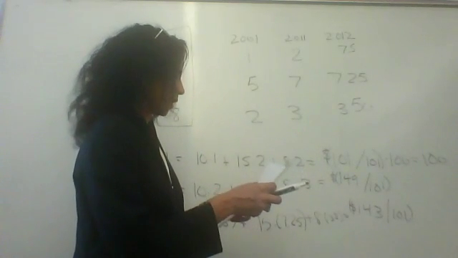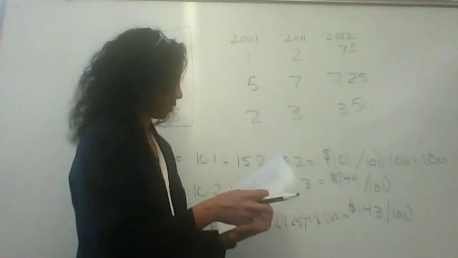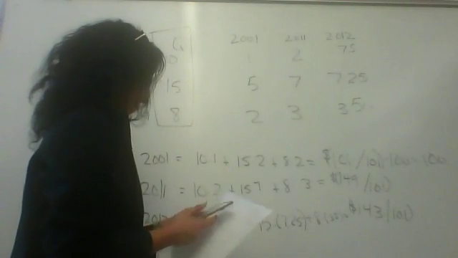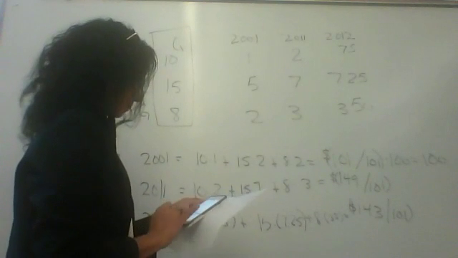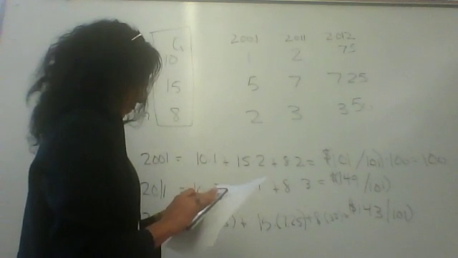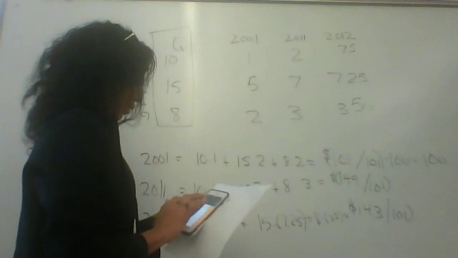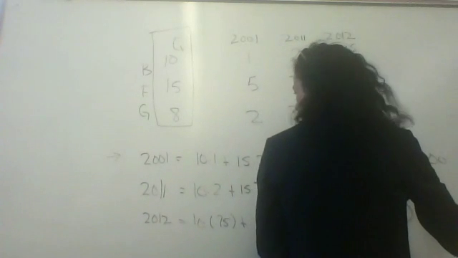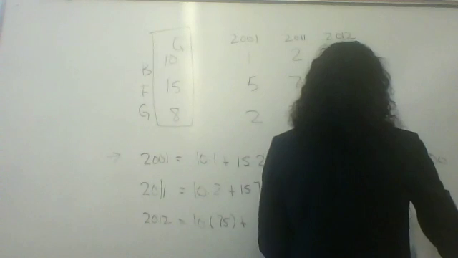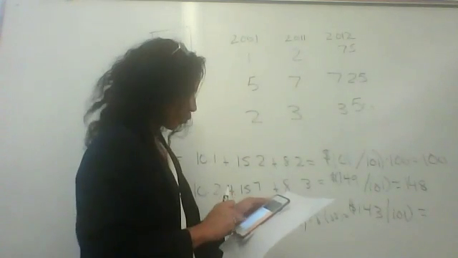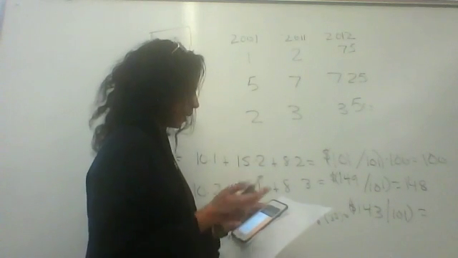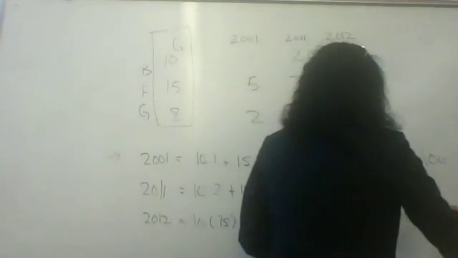149 divided by 101, all right? So if I have 149 divided by 101, let me get a calculator. I find out then that 149 divided by 101 is going to give me 1.475. I multiply that by 100. So my index in year 2, or 2011, is 148. And then for year 2012, take 143 divided by 101 times 100. I'm going to go ahead and round up. 141.5, so I'm going to go with 142.